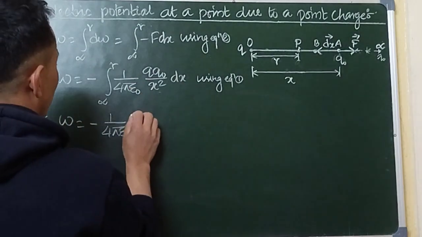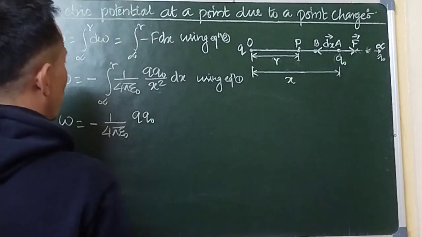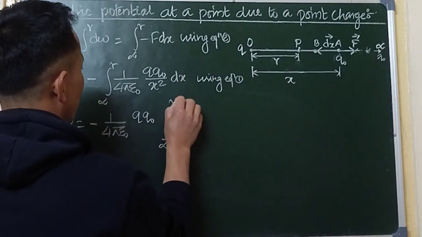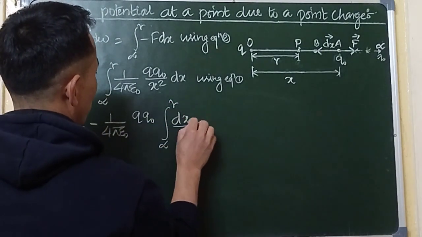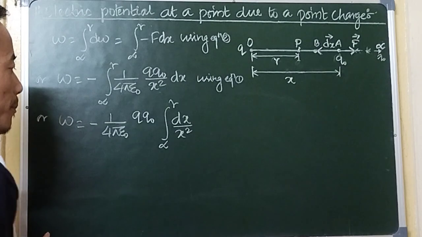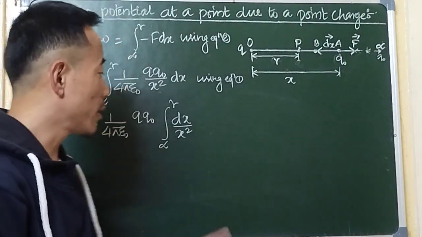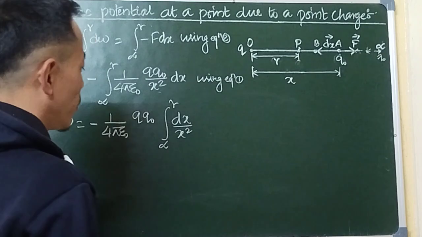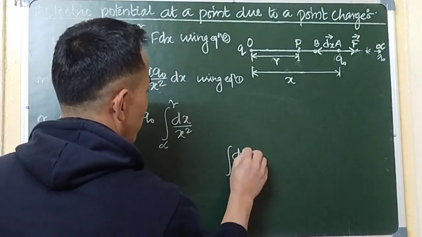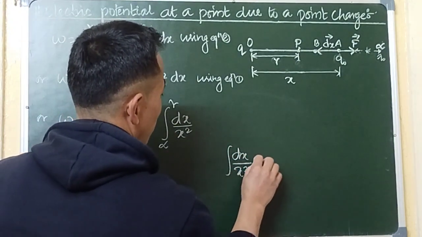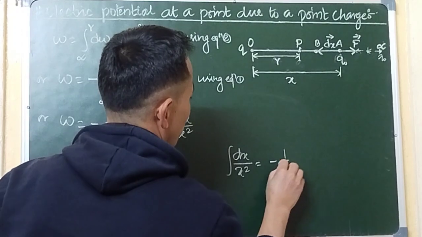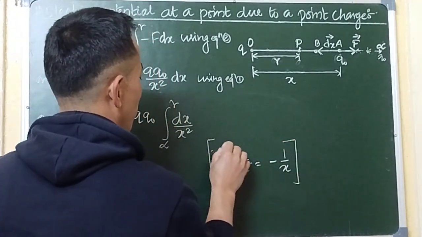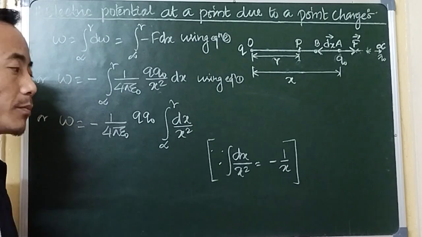Q naught is also constant, so we will write Q naught also outside the integration, and we have integration from infinity to r dx divided by x square. So here we need to integrate this term dx divided by x square. Now the formula for integration of dx by x square, you have to remember, which is minus 1 divided by x. So we will be using this formula of integration here.